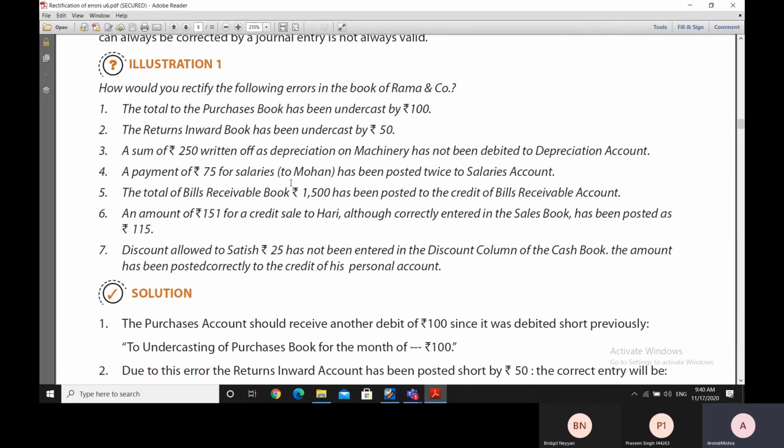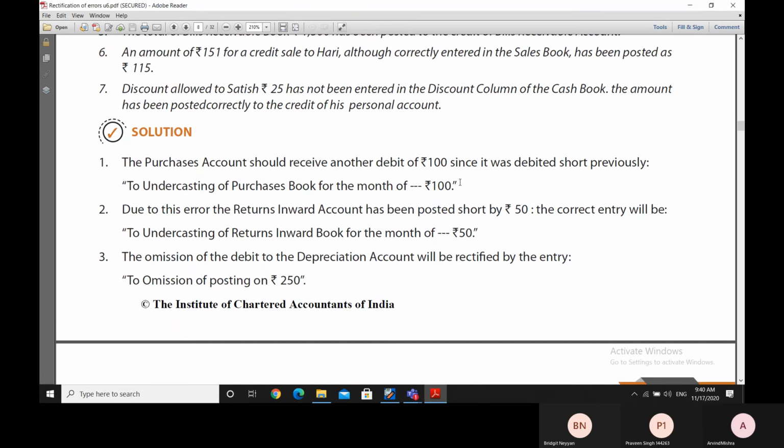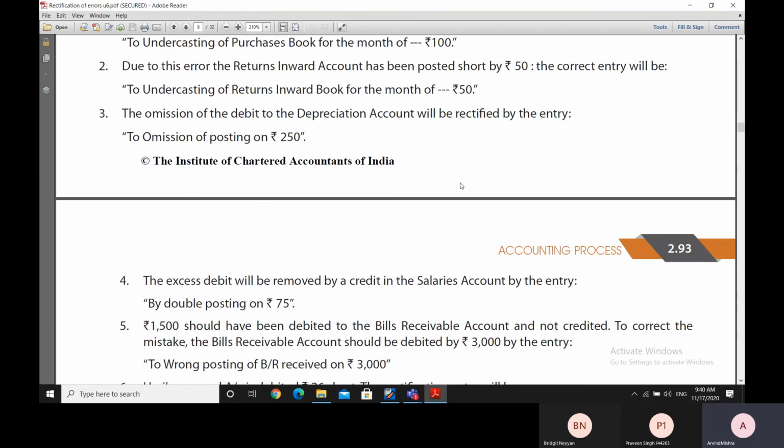Then a payment of 75 for salaries has been posted 2 times in salaries account. So salary has been debited 2 times. So the excess debit will be removed by making a credit entry in the salary account, and the description would be by double posting of rupees 75.